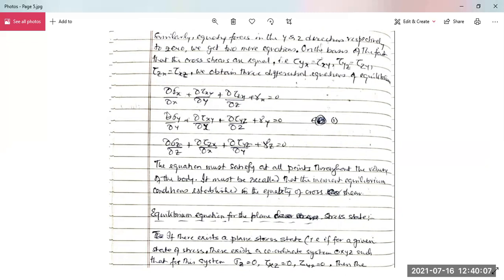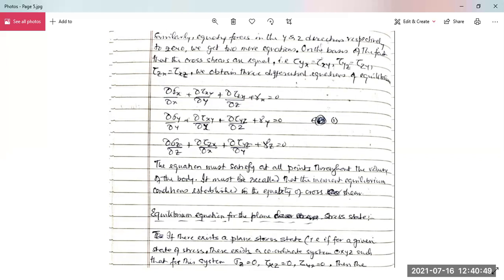We have this differential equation: delta sigma x by dx, plus delta tau xy by delta y, plus delta tau xz by del z, plus gamma x, is equal to 0. Then delta sigma y by delta y, plus delta tau xy by del x, that is tau yx by dx, plus gamma y, is equal to 0. And delta sigma z by dz, plus delta tau zx by dx, plus delta tau yz by delta y, plus gamma z, is equal to 0 itself.